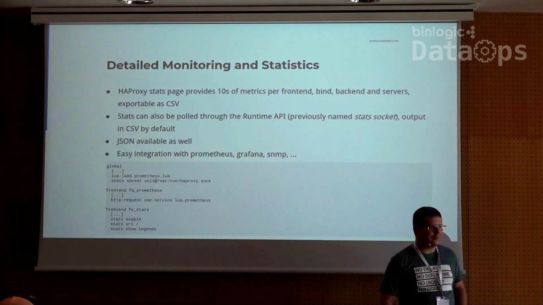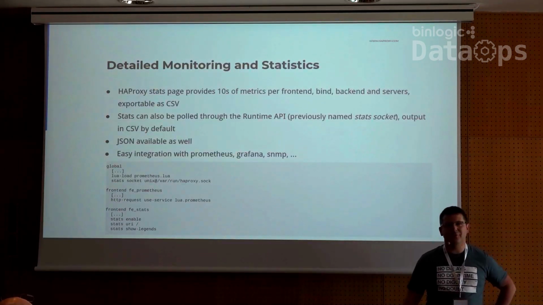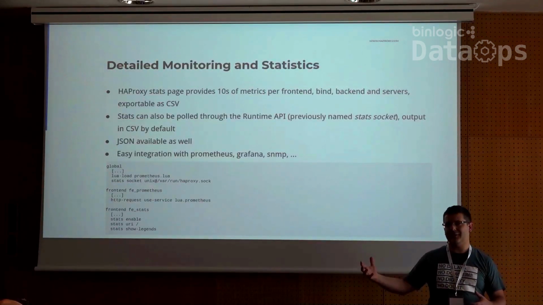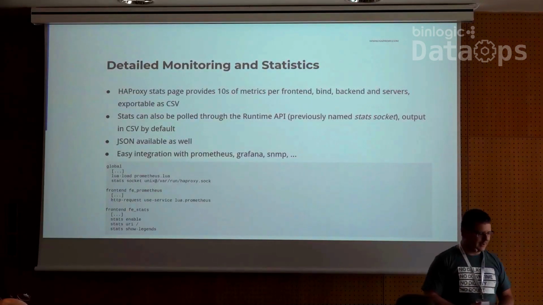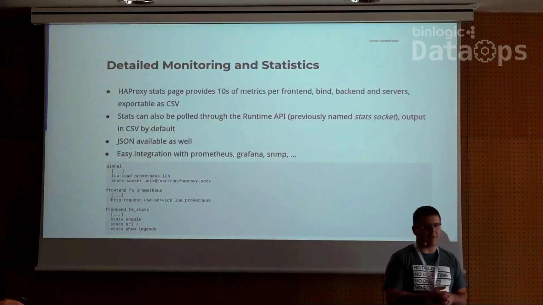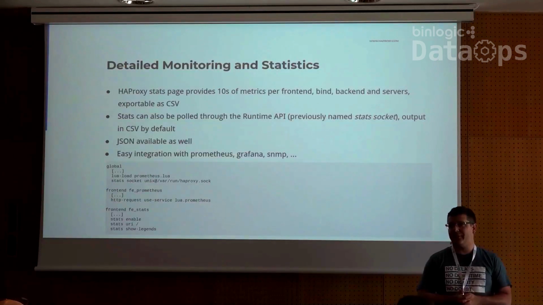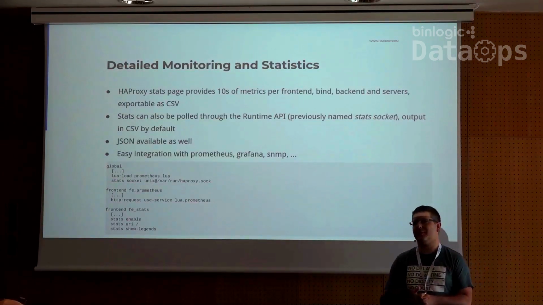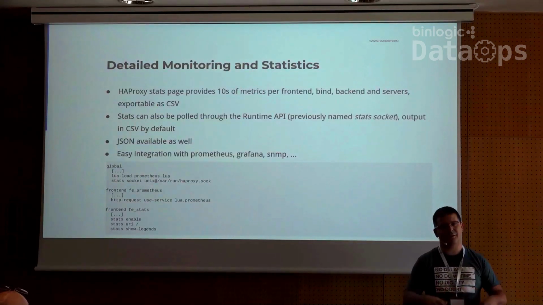Detailed monitoring and statistics. As we've seen earlier, once again, your API gateway is a gateway between the internet and your services, and most of the time it's also the gateway between your services themselves. HAProxy exposes a stats page with hundreds, I said tens, but I'm a bit conservative, that's hundreds of metrics per front end, back end, servers, etc.